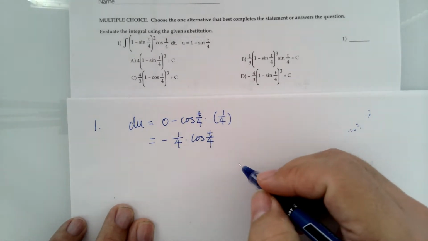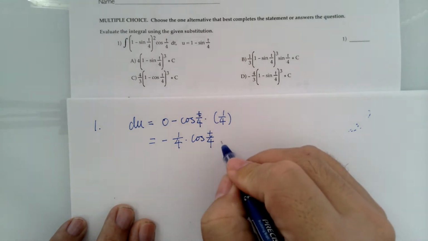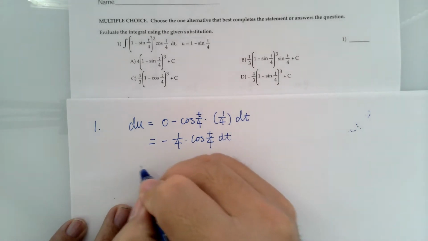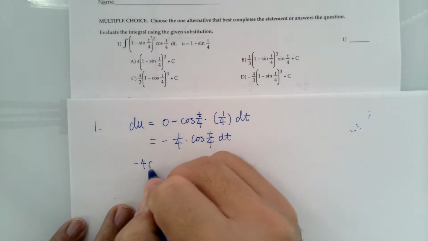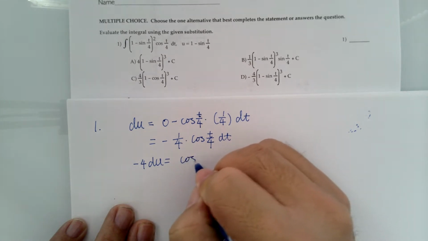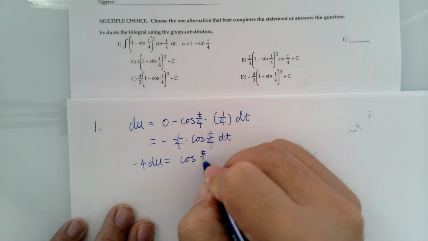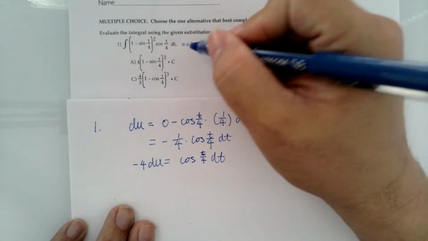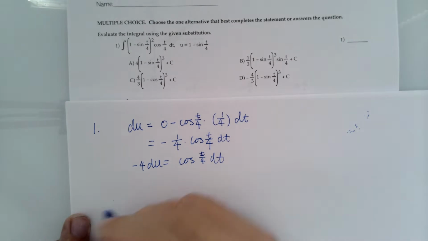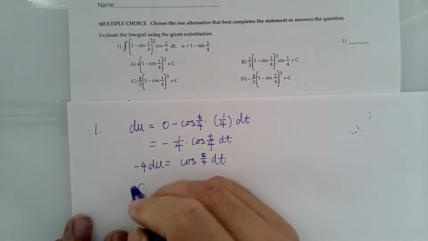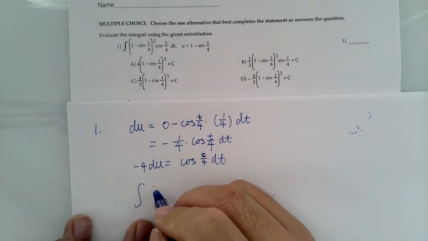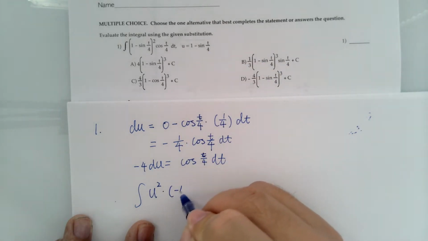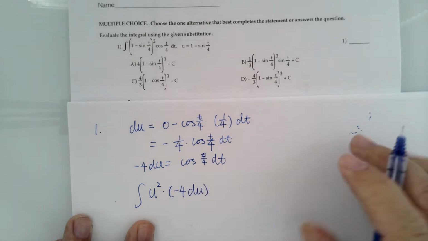So with that, we can see, of course, there's a dt here. Don't forget about that dt. So you can see that negative 4 du equals cosine of t over 4 dt. And this is exactly this part. And so if we do the substitution, what are we going to have? We're going to have the integral. Since u is this, it's u squared times negative 4 du, right?